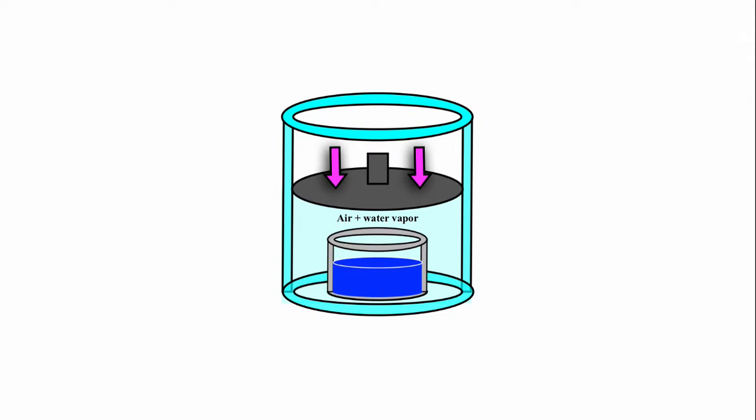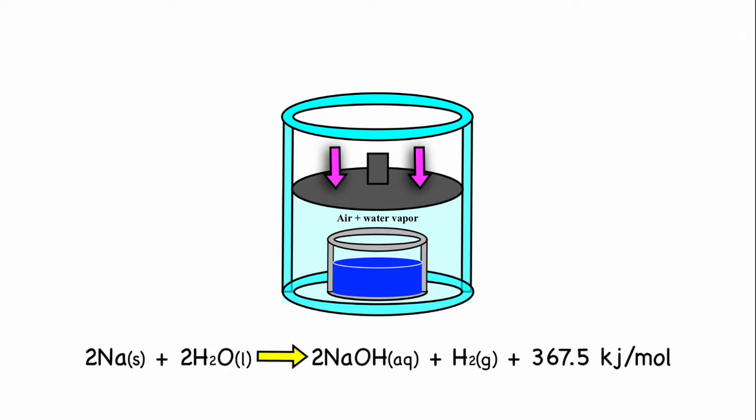Now, if we reacted the liquid water with solid sodium, the following reaction would occur. According to this balanced chemical equation, when 2 moles of sodium reacts with an excess of water, 367.5 kilojoules of heat is actually given off. In addition to the generated heat, we see that one of the products created is actually hydrogen gas.